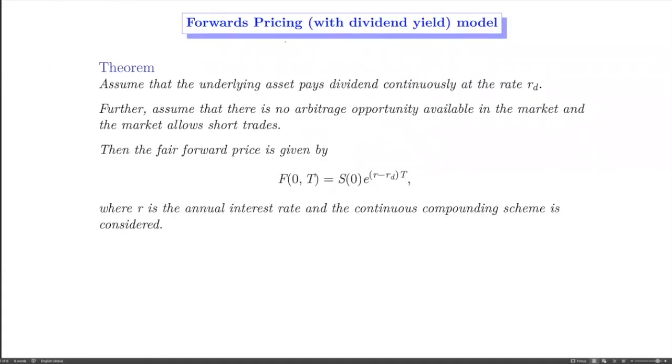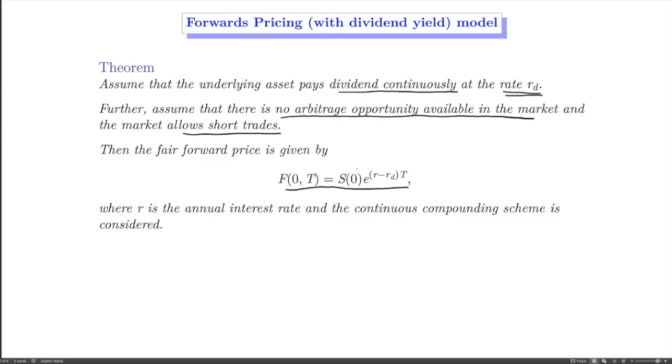Let us go to the next case where your underlying asset gives some dividend. For instance, it can be a stock. Assume that the underlying asset pays a dividend continuously compounding with rate R_D. This is just for the theoretical sake, we are assuming it. It can also be made easily for discrete compounding. Further assume that there is no arbitrage opportunity available in the market, and also that short selling is allowed. Then the fair price is given like this.